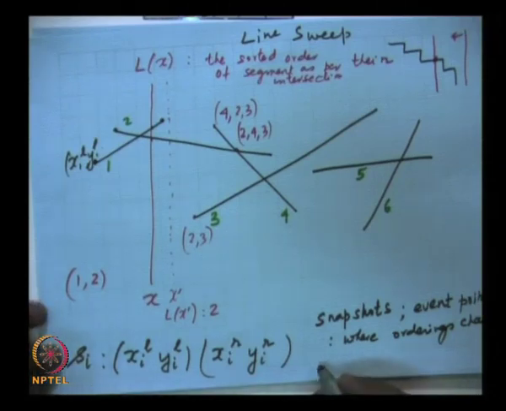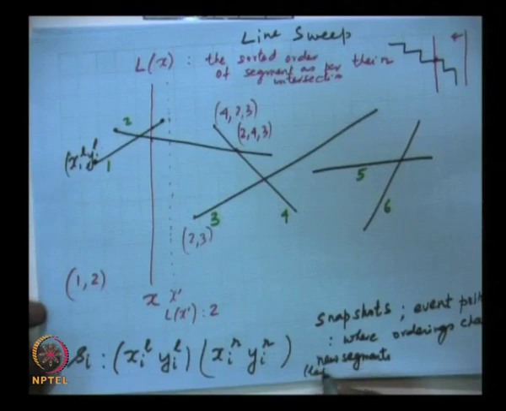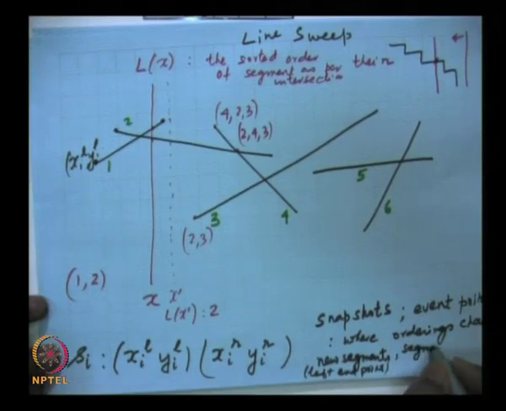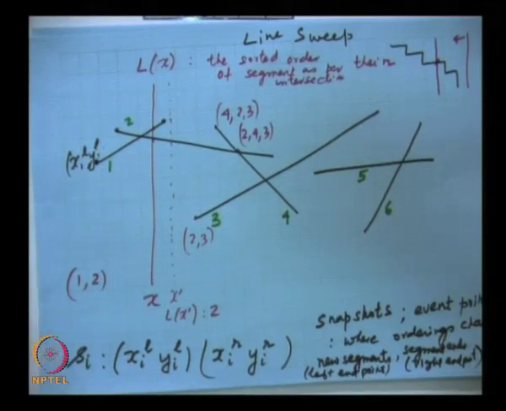or by intersection. So, there are three kinds of event points: new segments, which is basically nothing but left endpoints, and segment ends, the right endpoints, and then the most important thing, the intersection points. For us, at least in the context of this problem, intersection points are the events that we are really looking at. So, these are three event points.